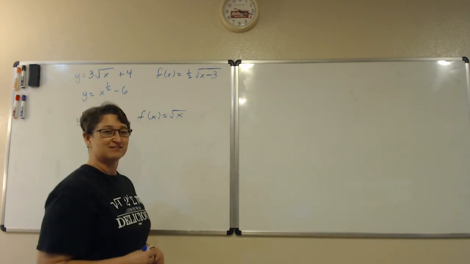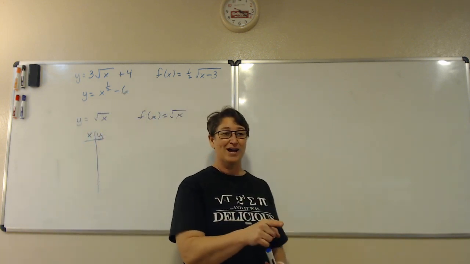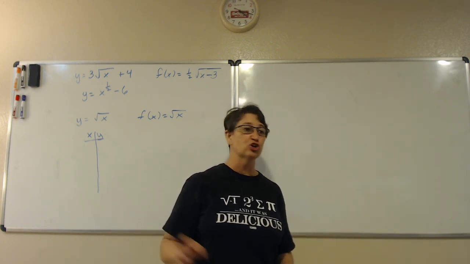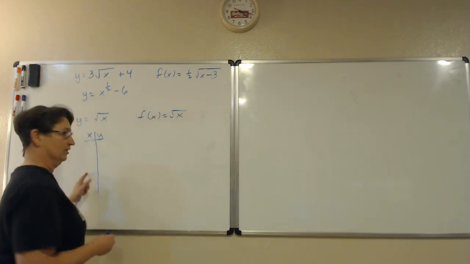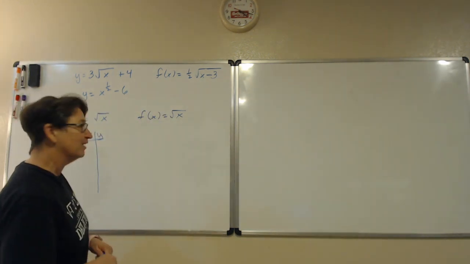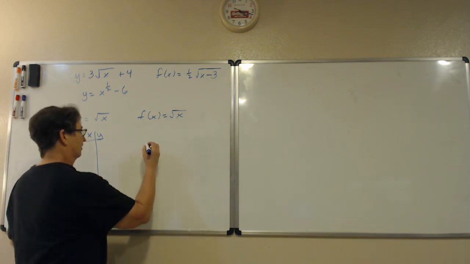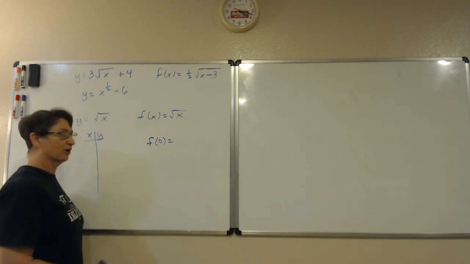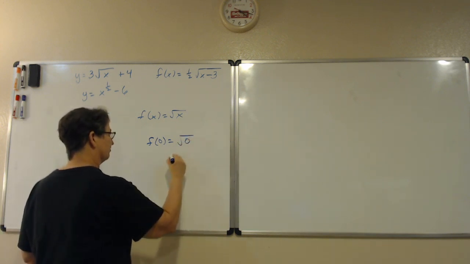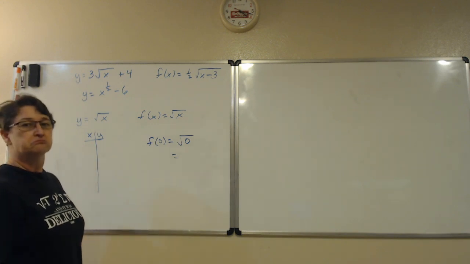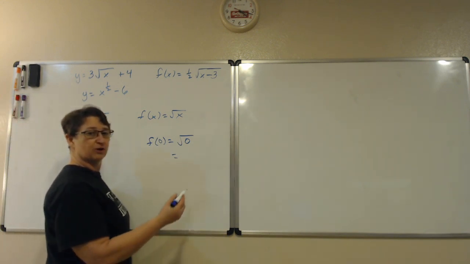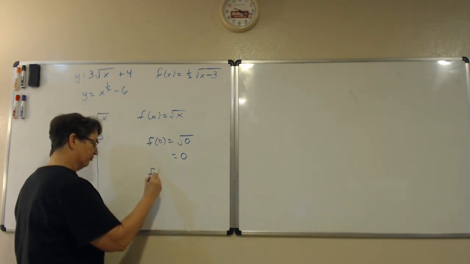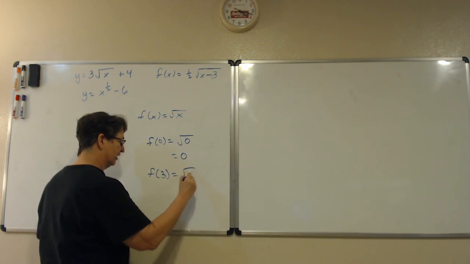So, I like 16 because 16 is a perfect square. But is there a number that I can't put in for x? Like, what value would not be good to use as my x value in this one? Can you think of one? So what about 0? I always like to start with 0 to see, does 0 work out? So can I take the square root of 0? Sure, square root of 0 is just 0. That's a good number. What about the square root of 3? Can I do the square root of 3?